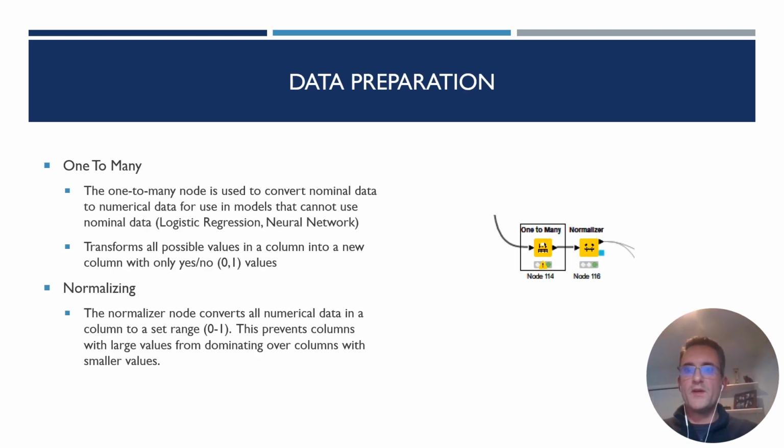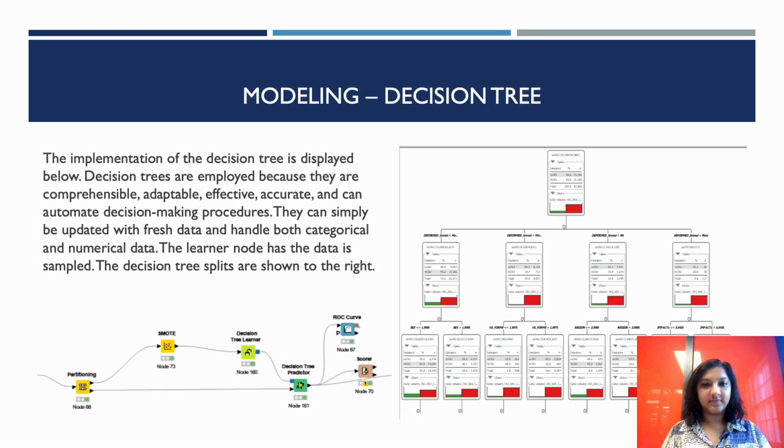Some final data preparation was necessary for neural networks and logistic regression, as they are unable to use nominal values. First, one-to-many to convert nominal data to numerical data, then normalizing was used to convert the values in the columns to a 0-to-1 scale that ensures each variable has equal maximum and minimum possible values. This prevents the data from being dominated by a variable that includes very large values. Now my teammate Shivanjali will discuss the modeling process.